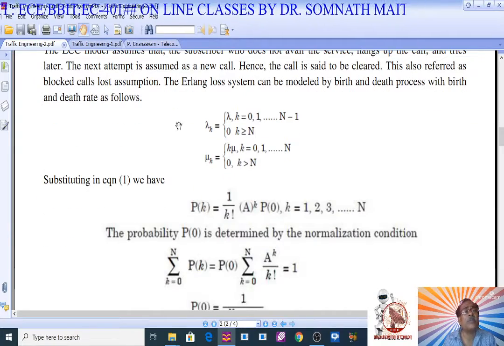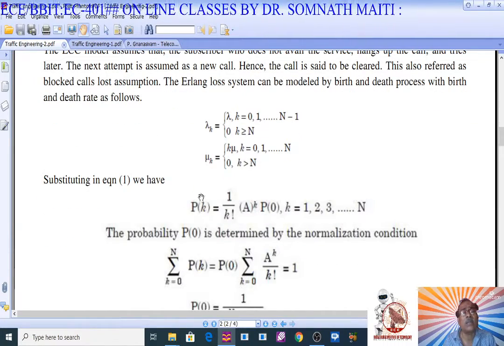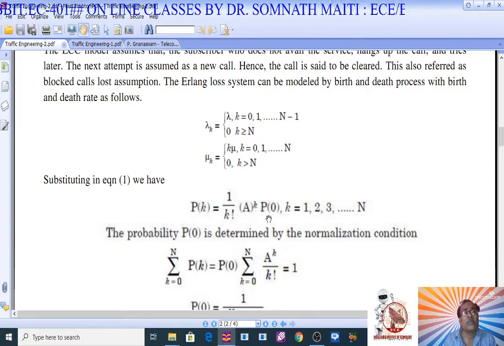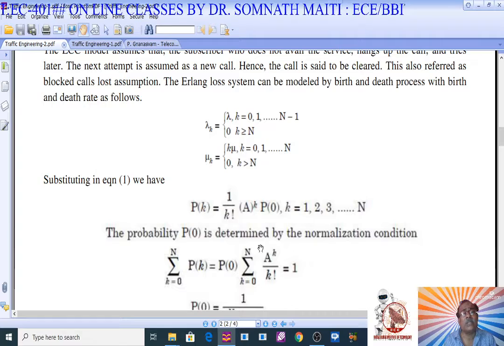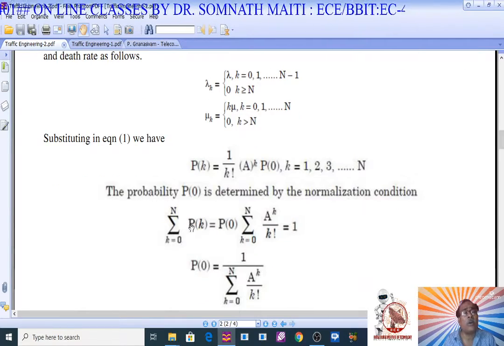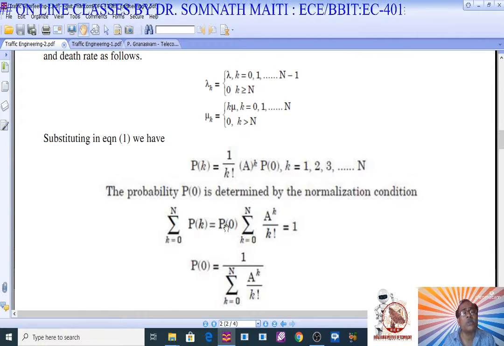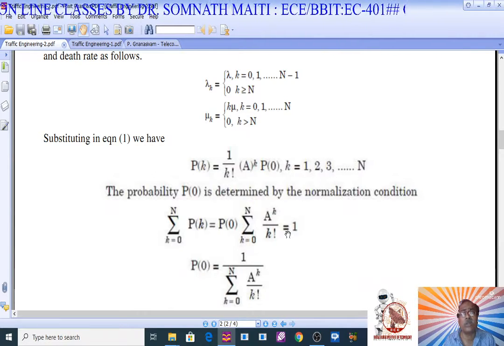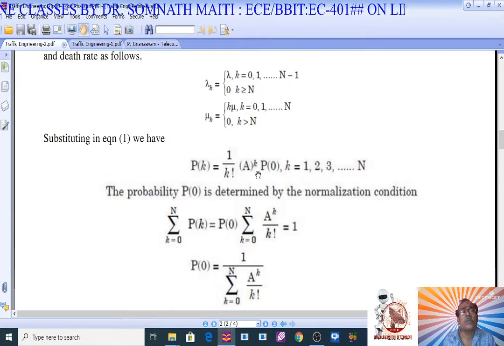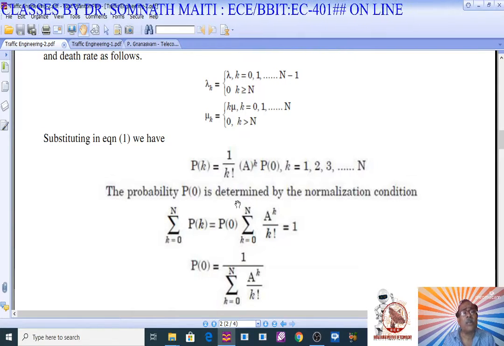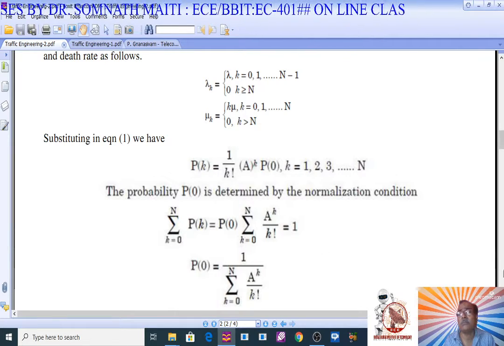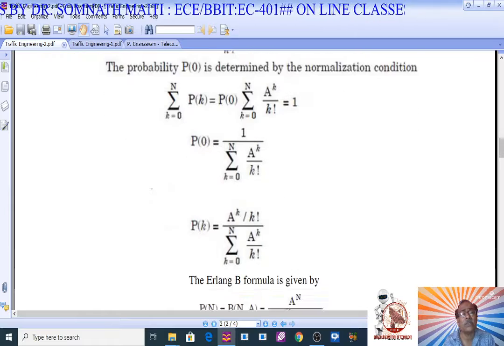Now if you substitute these two values in equation 1, you will have this expression. From here, probability P0 is determined by the normalization condition. So the sum of all probabilities, P0, P1, P2, P3, all of this will be equal to 1. That is the basic probability theory. So if you sum all these things, you will get this expression. From here, P0 is equal to this.